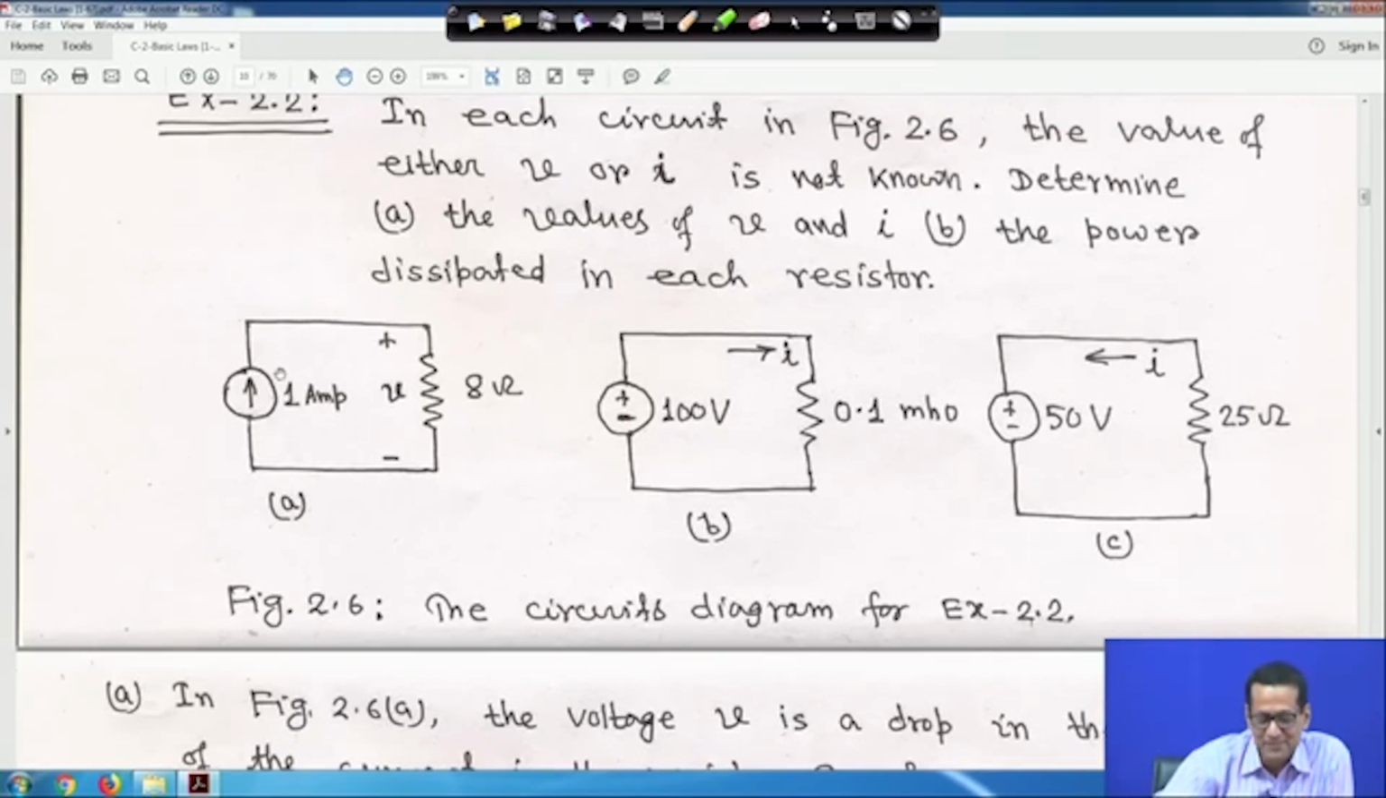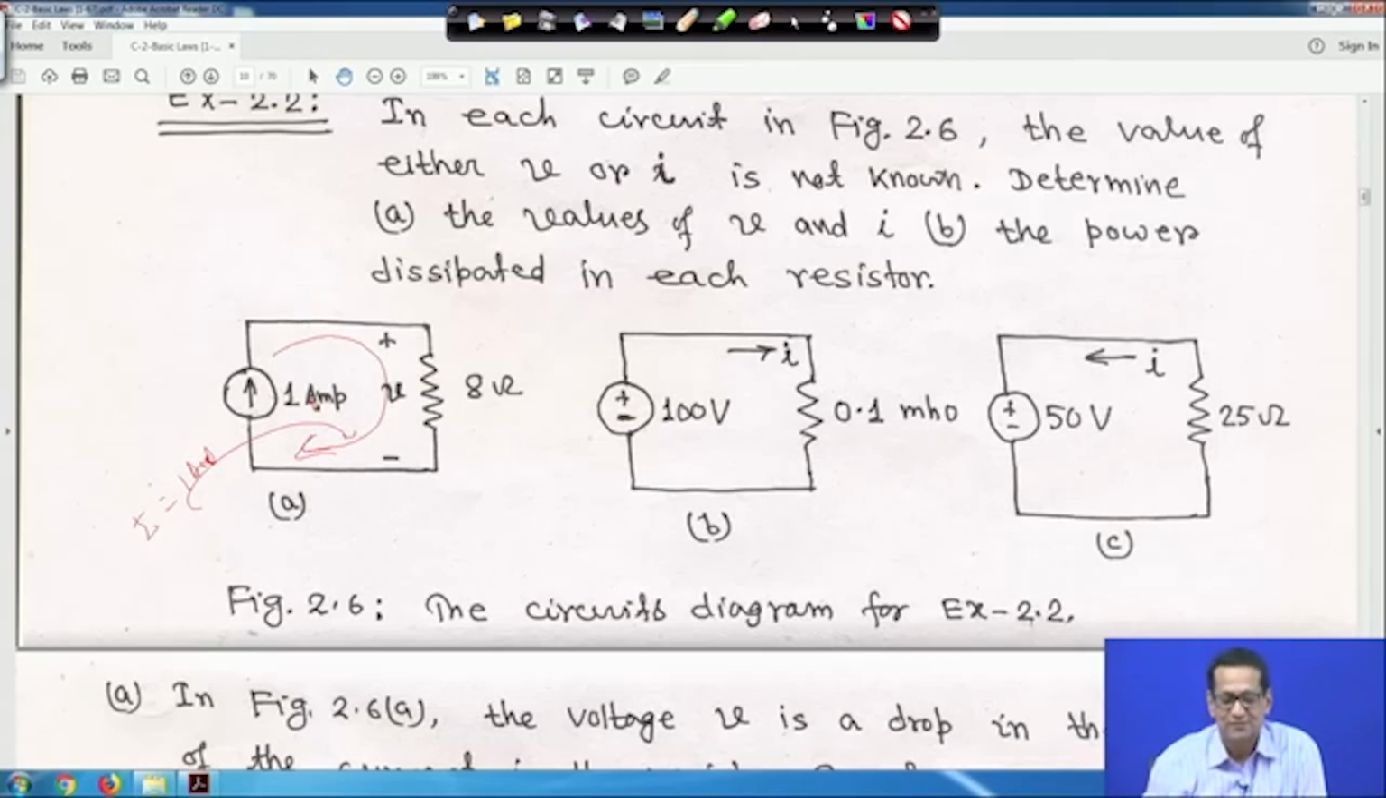This 1 ampere is the current flowing through the circuit. Let me mark it for you: this I is equal to 1 ampere, and the current is flowing like this. This is what is shown here, this I is equal to 1 ampere. So, let me clean it.